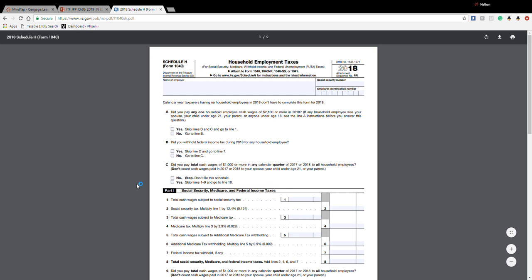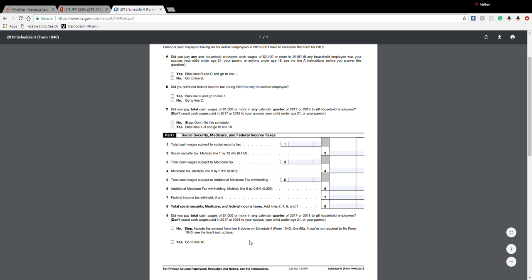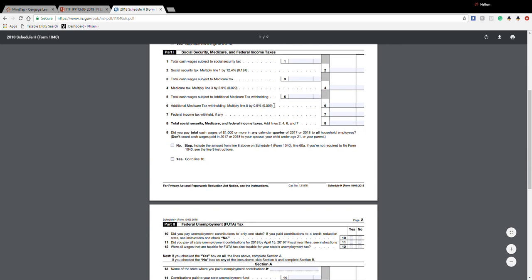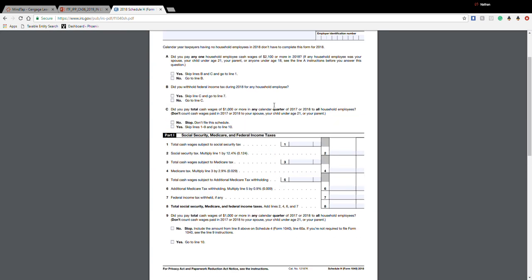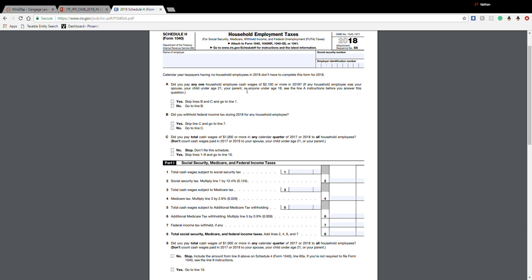Schedule H. So here's our Schedule H. These are actually pretty good, pretty interesting. Again, this is basically determining our wages, and we can actually write off some taxes if we've already paid these. So again, follow a little bit of the rules. So, did you pay any one household employee cash wages? Yes. If your household employee was your spouse or child under the age of 21, your parent, or anyone under 18, see, that's just giving an allowance. Don't worry about that too much.